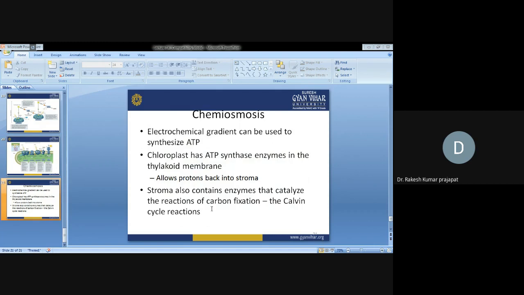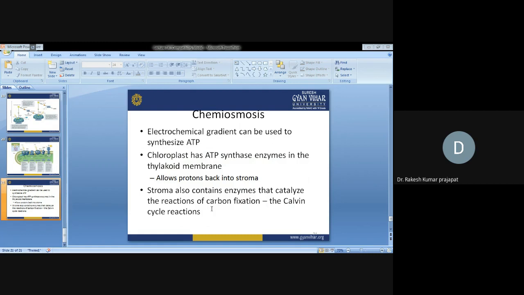Now we talk about how ATP is getting synthesized in the cell. The electrochemical gradient can be used to synthesize ATP. The chloroplast has ATP synthase enzyme in the thylakoid membrane, which allows protons back into the stroma.